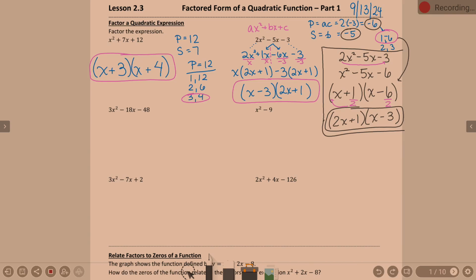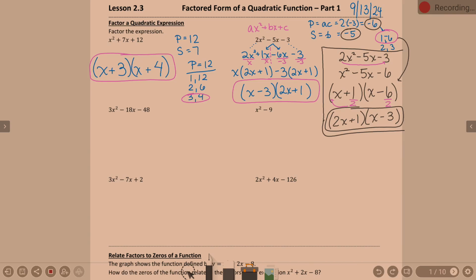3x squared minus 18x minus 48. What's your first question on every problem? GCF. Is there a GCF? No. Yes. It is 6. Can't be 6, it's too big, because my smallest number here is 3. So it's 3. The biggest it can be is 3 because that can only be as big as your smallest number. Do all of those divide by 3?